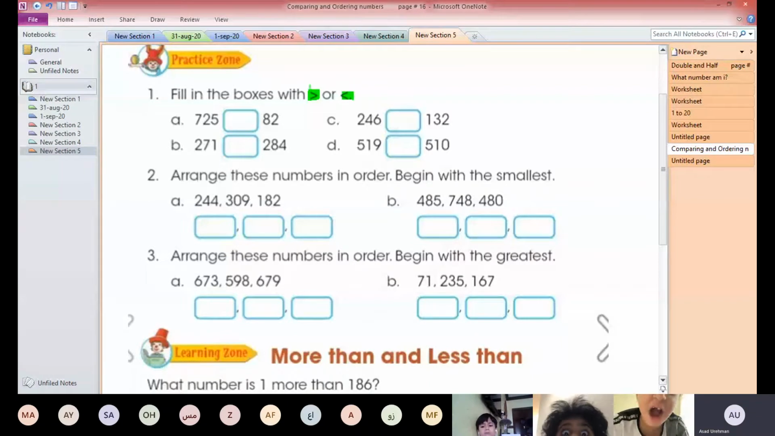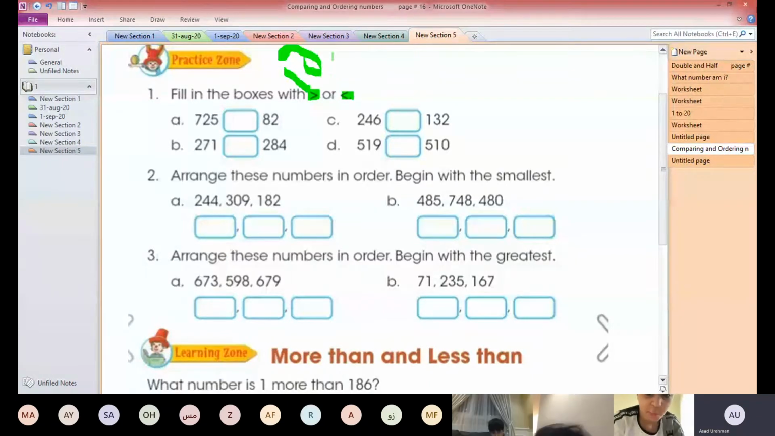We know that if its mouth is opened on this side, we say it's greater, and if its mouth is closed on that side, I will say it is smaller.